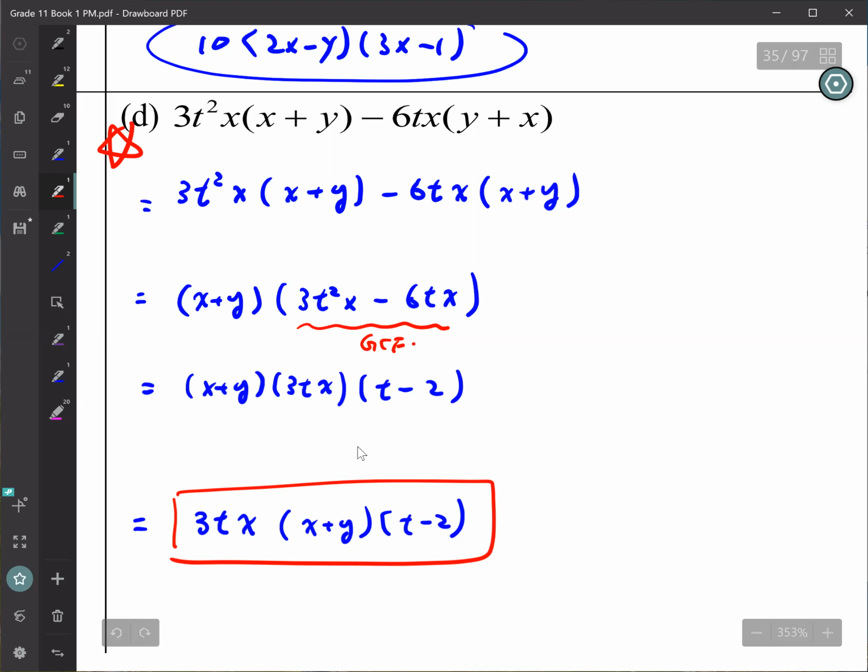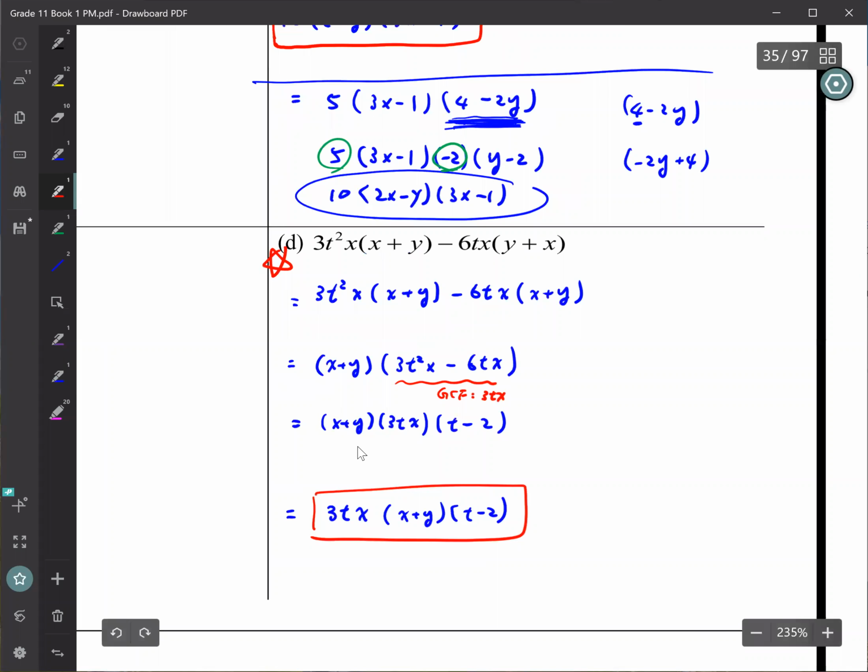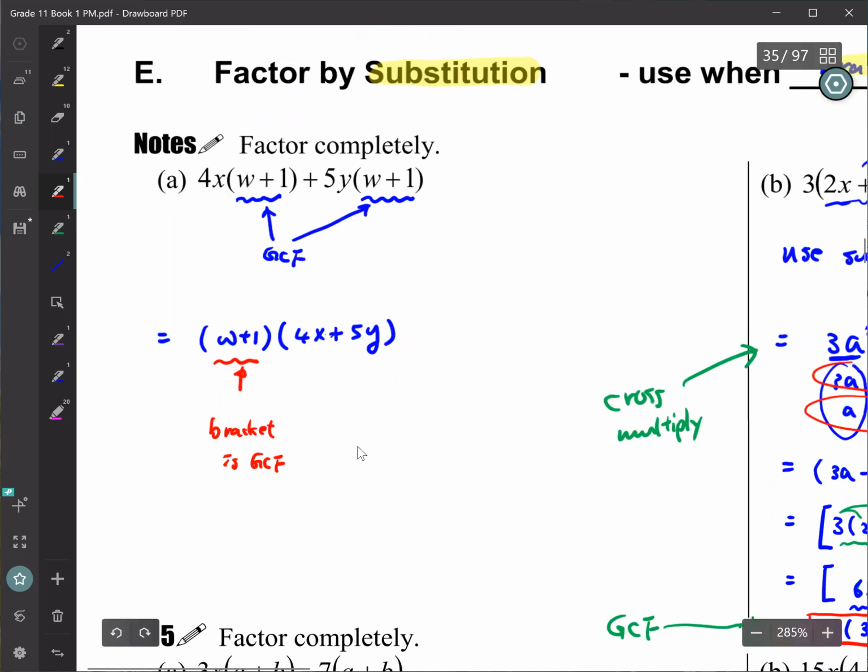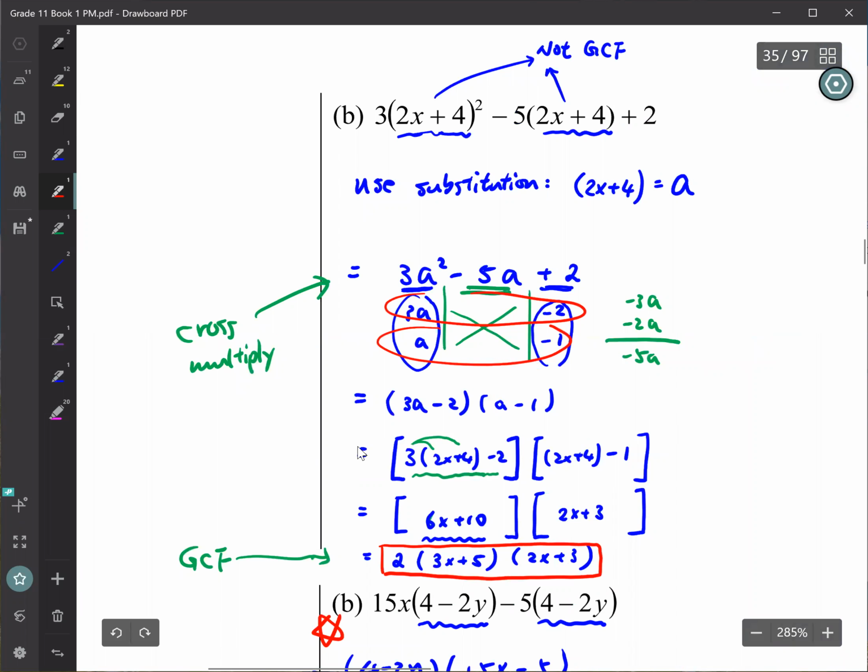So the GCF that we took out was 3tx. All right. So far these two questions are similar to the first one we said, right? The GCF is brackets. Okay. Now let me pick a question that's similar to the second one.